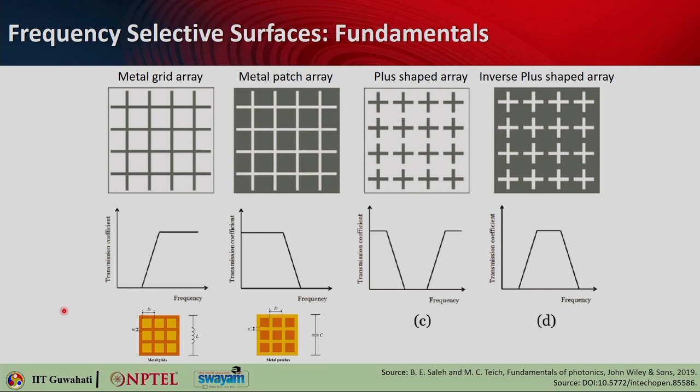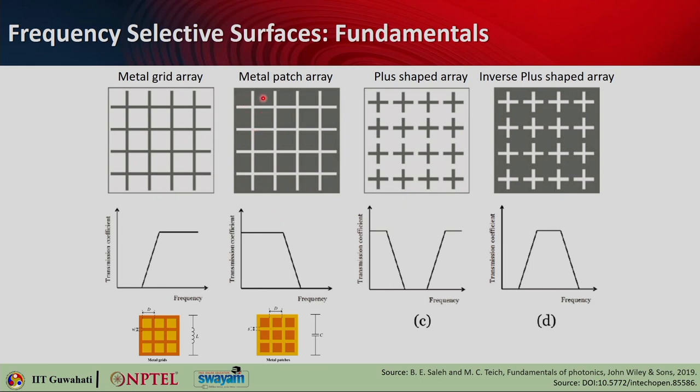So some examples are, you can think of metal grid array. So here the dark line shows the metal, okay, so these are metal grids. Here also the dark one shows the metal grids. So this is basically an inductive element, so you will get a high pass filter kind of characteristics when you see the transmission coefficient. You can also make an array of metallic patches.